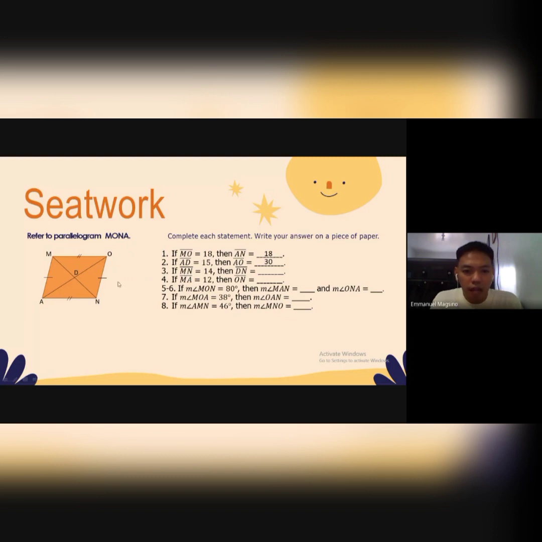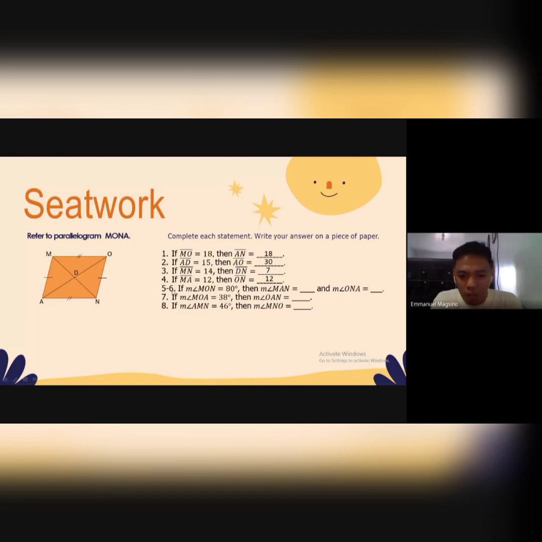Next, if line segment MN is 14, so yung DN natin ay ilan? So kung 14 to yung isang buong diagonal na to, so para makuha po yung DN, kunin nyo lang po yung kalahati ng 14. So yung sagot dyan ay 7. Next, if MA is 12, so kung ito daw po ay 12, ilan yung ON? So sagot natin ay 12 din. So opposite sides are congruent.